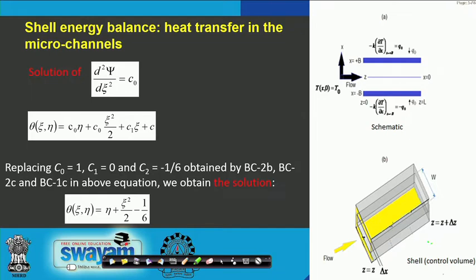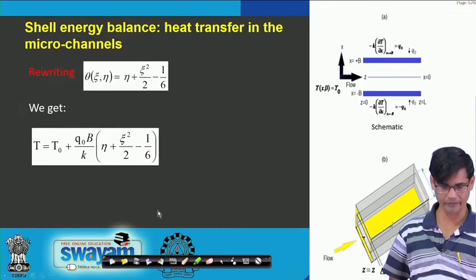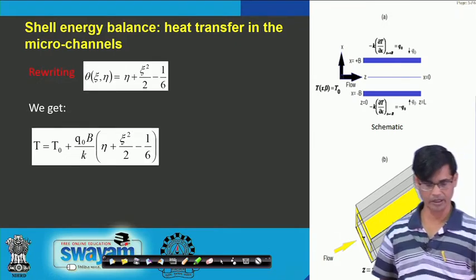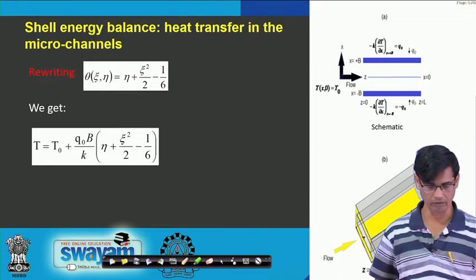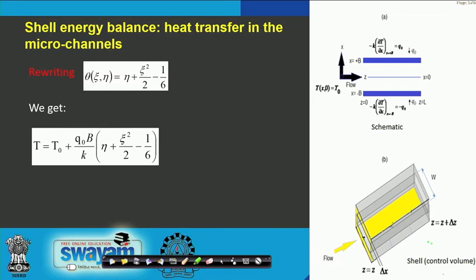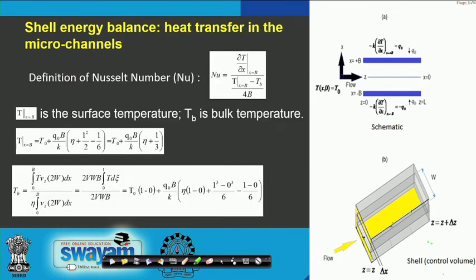So from there we can find that the ultimate solution is eta plus zeta square by 2 minus 1 by 6. This solution can be taken as a tool for finding the Nusselt number for that fluid heating. So for that we have to define the Nusselt number.